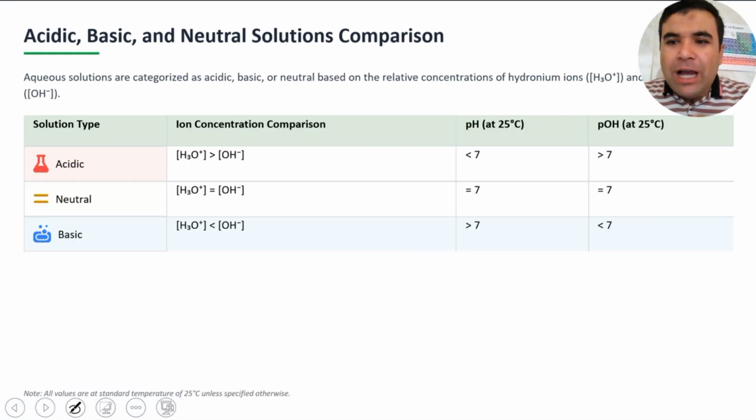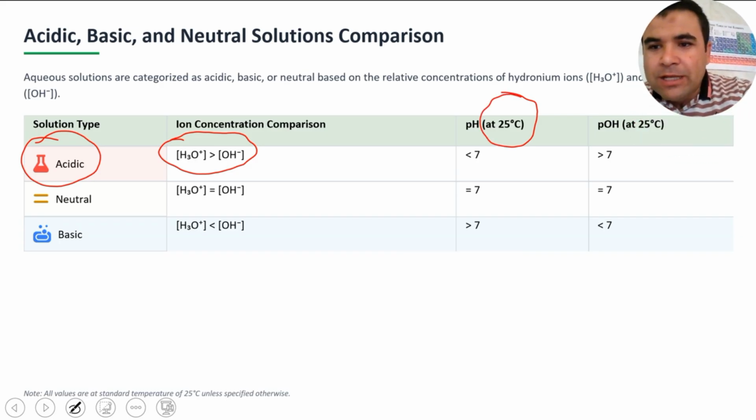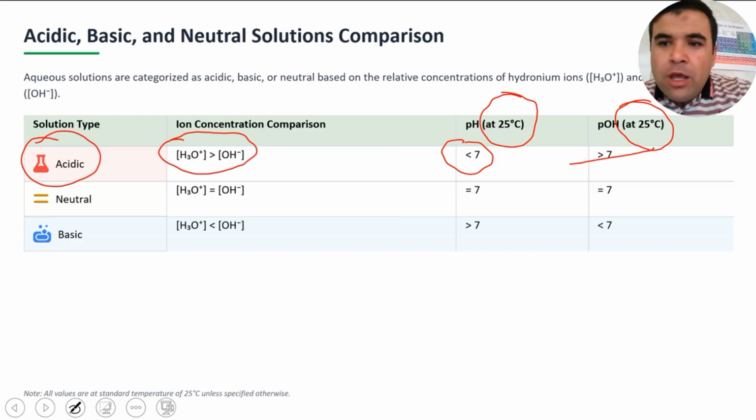Let us talk about the types of solutions in terms of acidic, basic, and neutral. Guys, we have three types of solution in terms of acidity, based on hydronium and hydroxide concentrations. The one we call acidic always has a higher hydronium than hydroxide, and at 25 Celsius, these values are true at 25 Celsius, guys. Its pH is less than 7, and its pOH is more than 7. We'll talk about pH and pOH in detail, guys.